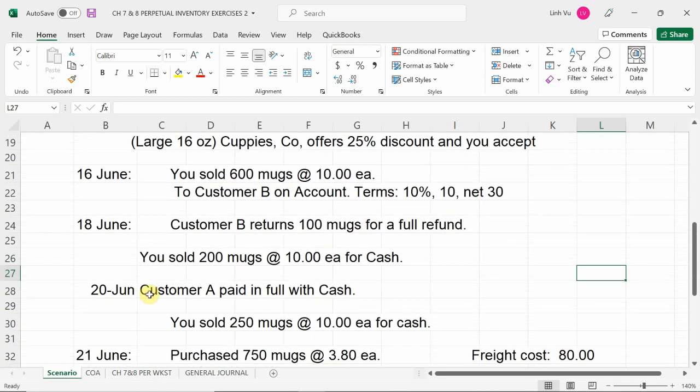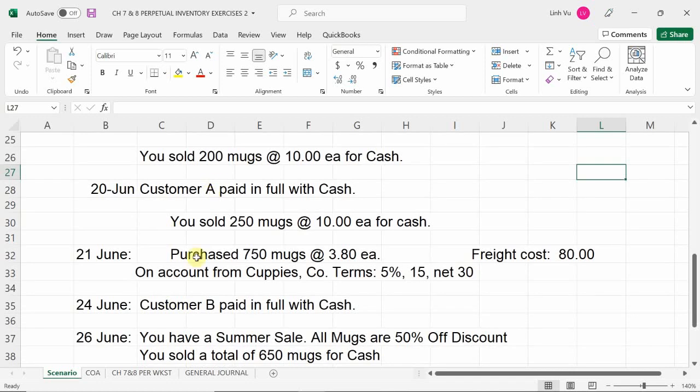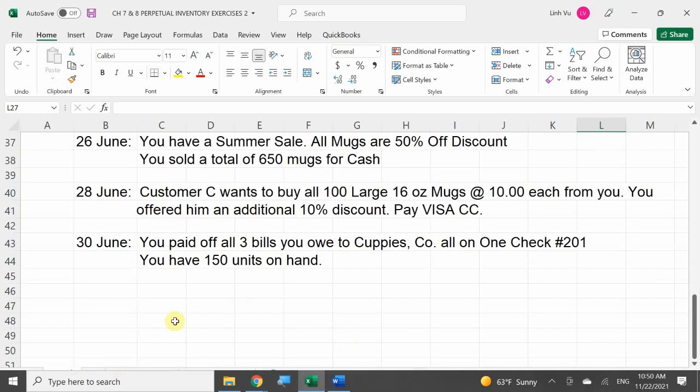And then, of course, last but not least, I made the last purchase here on the 21st of June. No returns here. So that means this was a good batch of inventory. Did I meet the discount due date here? Yes, in this case, I did make it. So I have to calculate 5% off of this batch of inventory right here. Okay, so let's go ahead and journalize this.